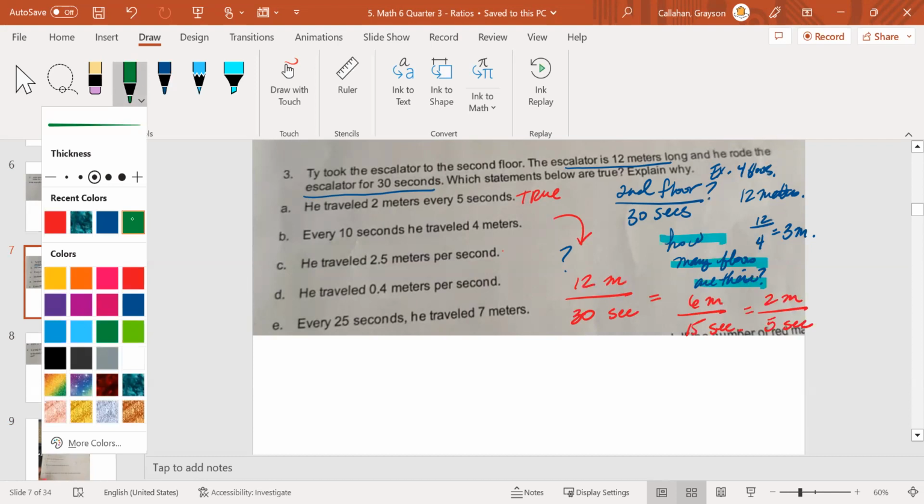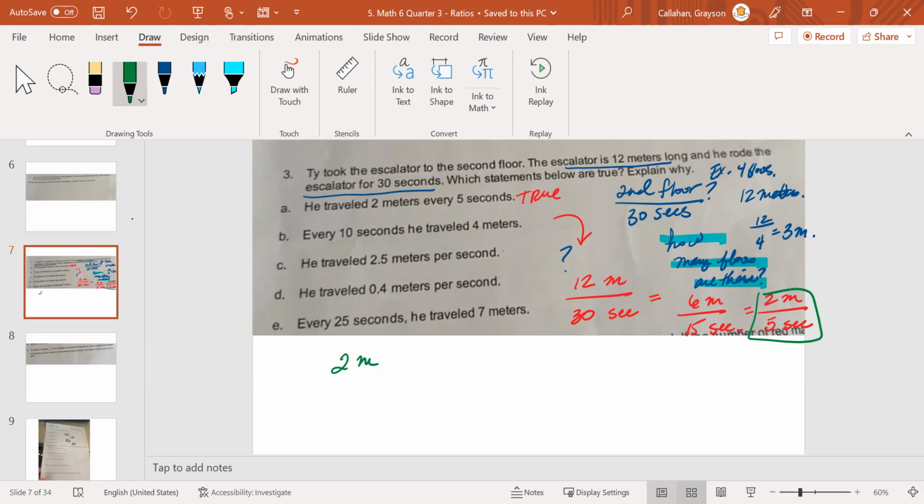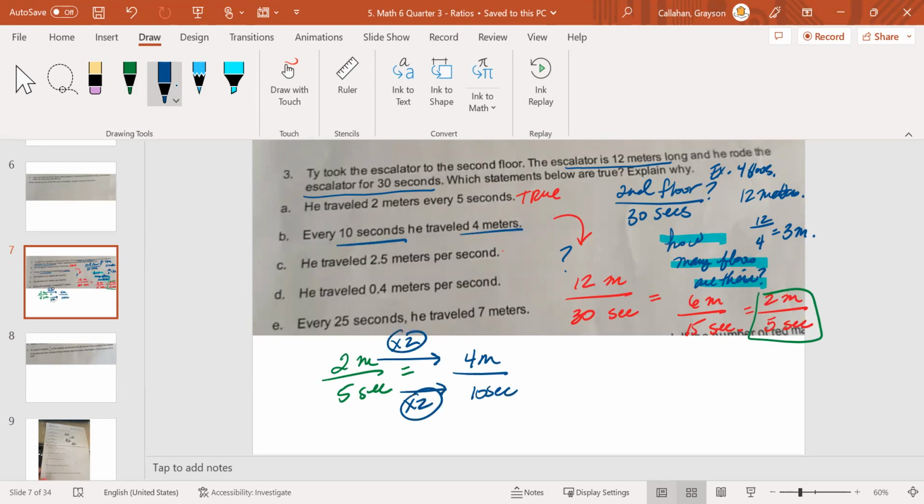In 10 seconds, he traveled 4 meters. So if this is your ratio right here, okay? So 2 meters is 5 seconds. To get to 4 meters, how do you get from 2 to 4 meters? You multiply by 2, right? 4 meters, 10 seconds. But you got to multiply by 2, the same number on the bottom. So 5 times 2, does it give you 10? Yes. 2 times 2, does it give you 4? So this one is true as well. Does that make sense? Okay, so let's take a look at the last few.